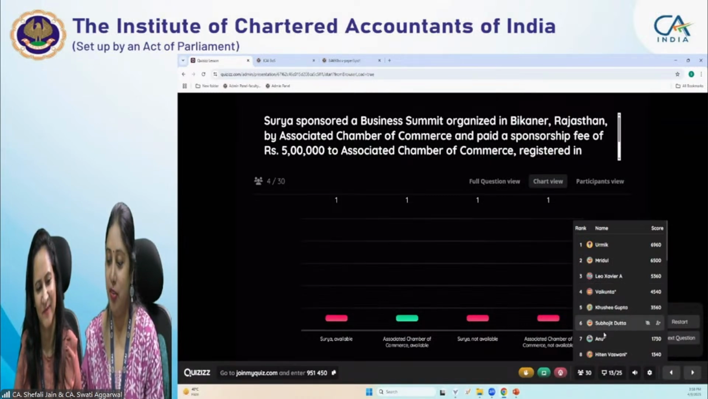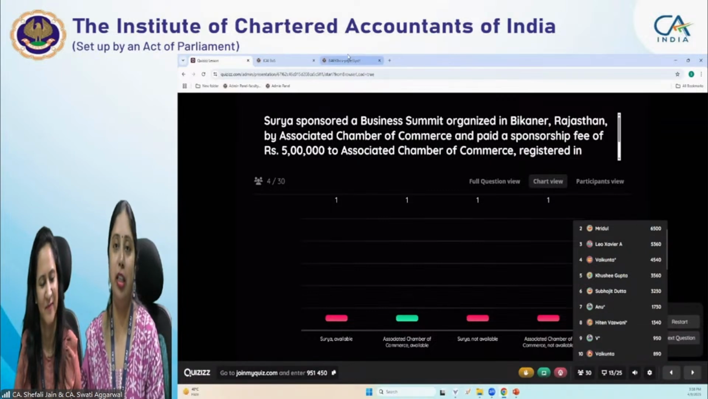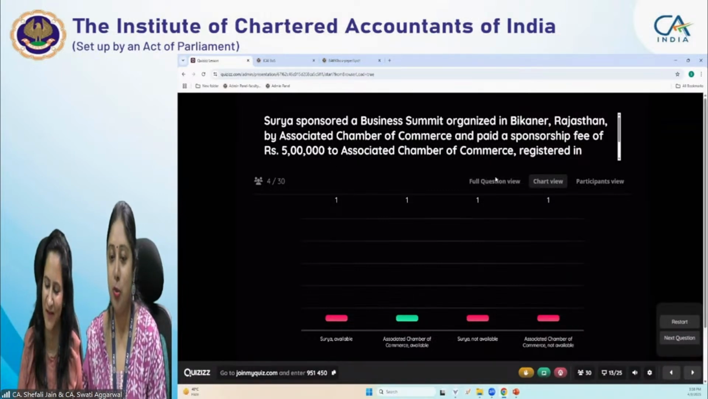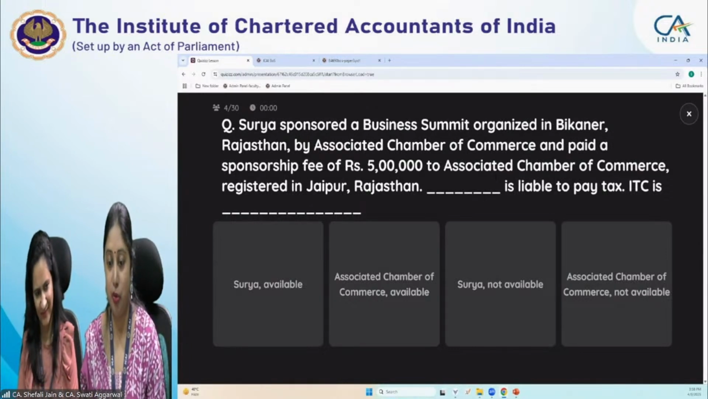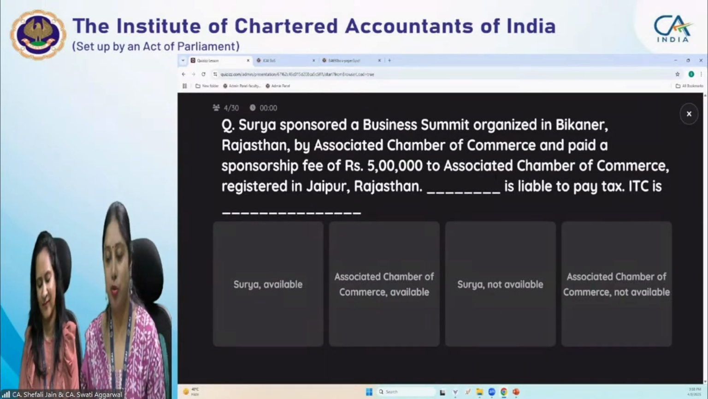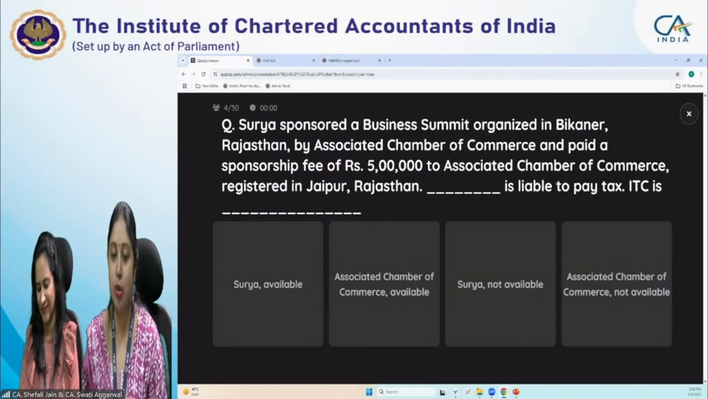And then we have Shubhojit, Anu, Hiten, and V, Vaikunt in the top 10. So Surya sponsored the summit. We told you that the recipient is Surya and the supplier is Associated Chamber of Commerce. And whether reverse charge provisions will apply or not, now this you have to see.